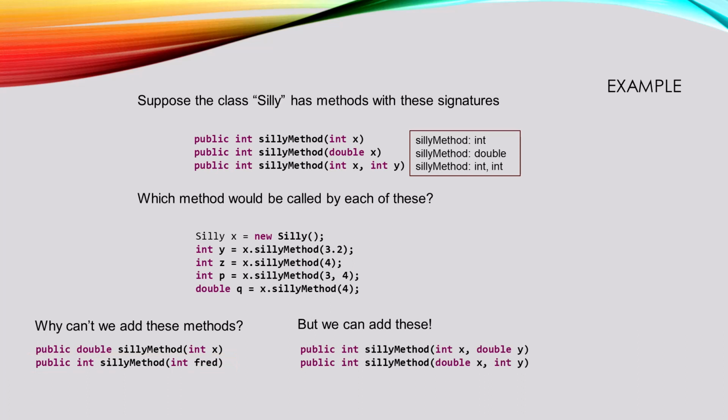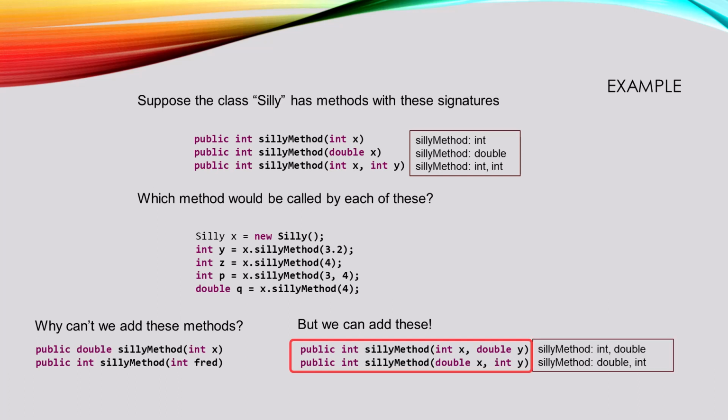However, the order of the types of the parameters is part of the method signature. So if you look at these two, they both have an int parameter and a double parameter, but they are in the opposite order. That means that their method signatures are sillyMethod int double and sillyMethod double int. Since those are different, we could add both of these methods to our class.